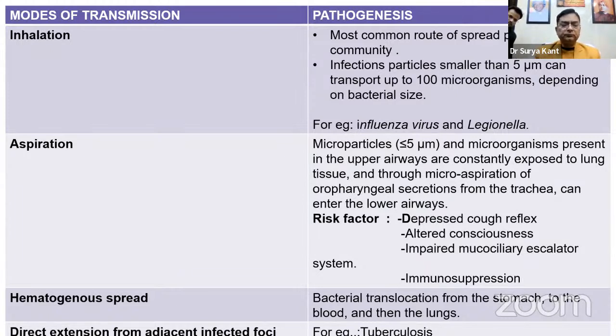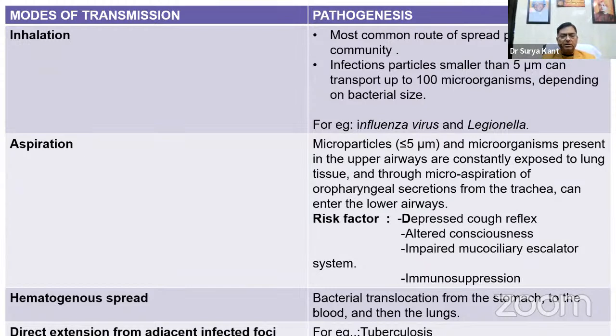Okay. And the second most important route is aspiration. Microparticles less than or equal to 5 micron in size and microorganisms present in the upper airways are constantly exposed to lung tissue, and through microaspiration of oropharyngeal secretions from the trachea can enter the airways. The risk factors are depressed cough reflex, altered consciousness, impaired mucociliary escalator system, and immunosuppression.